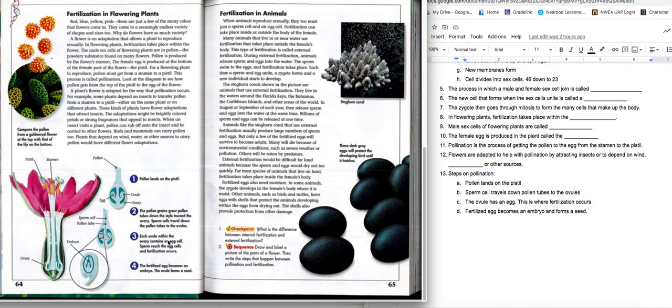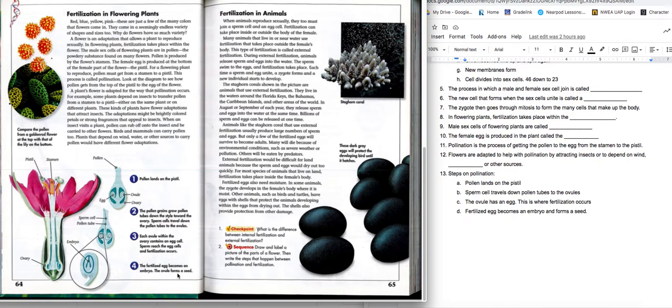Three, each ovule within the ovary contains an egg cell, so there's an egg in here. The sperm reaches the egg cell and fertilization occurs. So I wrote that in there for you guys. You're going to want this. It's a question on one of your tests. In what part of the flower does fertilization occur? Boom. Number four, the fertilized egg becomes an embryo, and it'll form into a seed.